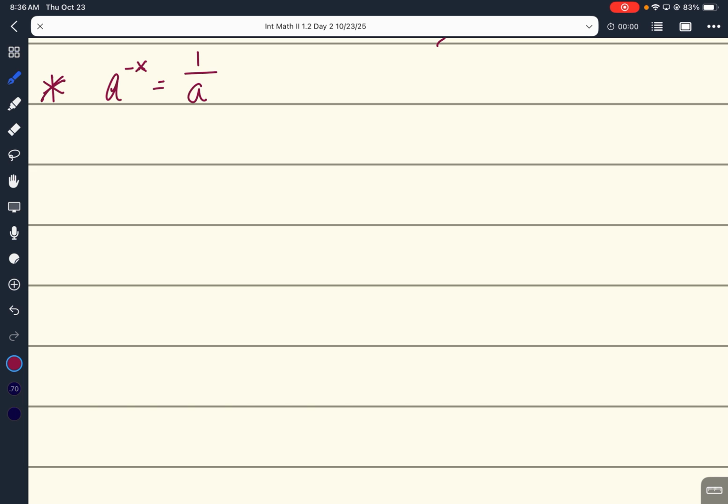Okay, there's a rule that wasn't given to you the other day when we did addition, subtraction, and distributing, right? Multiplication. It's one that you need to be reminded of. So if I have a to the negative x, if I have a negative exponent, that reciprocates it, so it's 1 over a to the x.